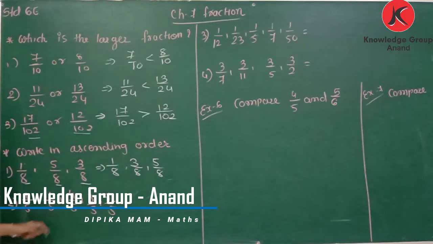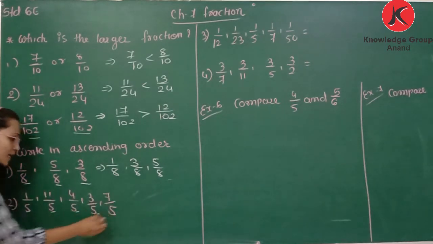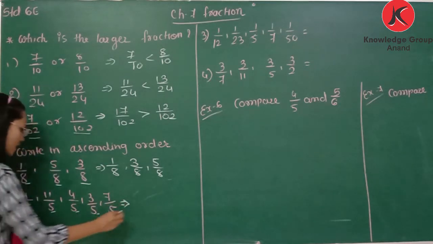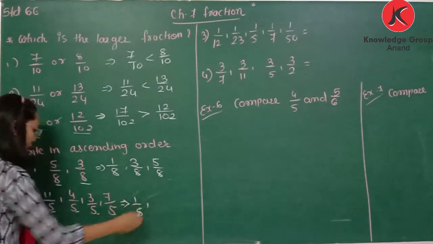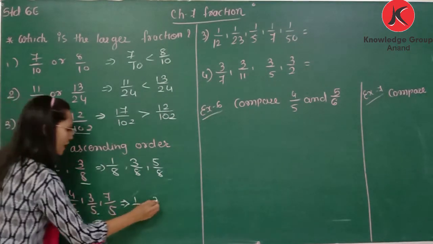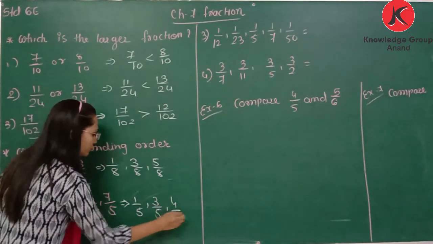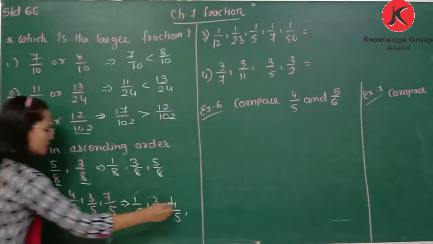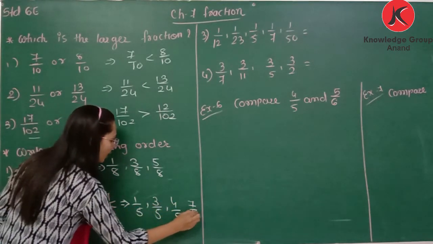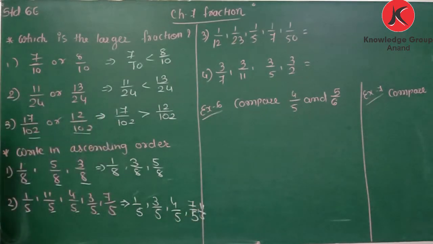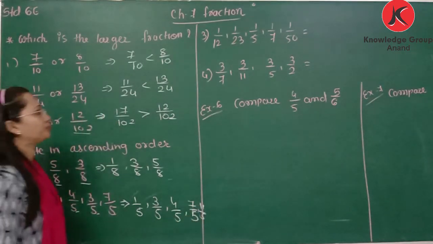Now for this, again you can see these are like fractions. So the first is 1/5, then 3/5, then 4/5, after that 7/5 and last 11/5. Okay, so this is the comparison.